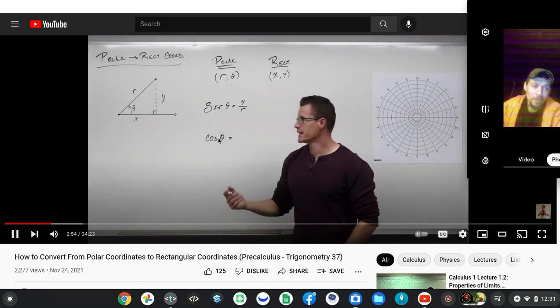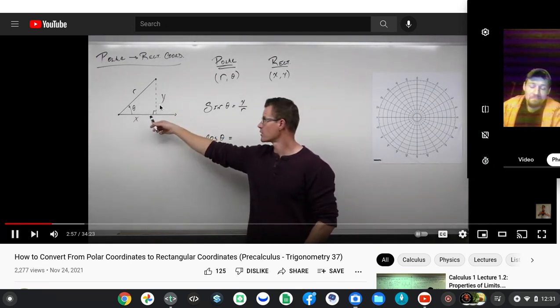Cosine of theta is always the adjacent over the hypotenuse, or x over r.